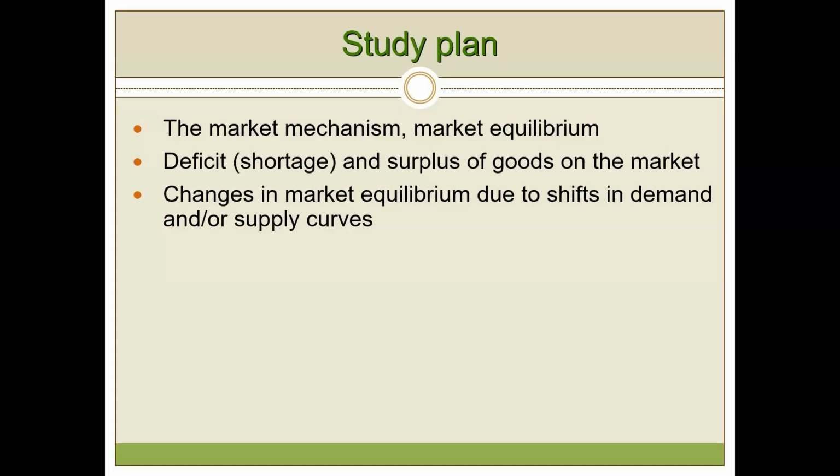How changes in market equilibrium will take place due to various shifts in demand and supply curves. So basically, we'll start applying our demand and supply model, we will start shifting the curves, and we will see how exactly this will affect the location of equilibrium point and how this will change the equilibrium price and quantity.